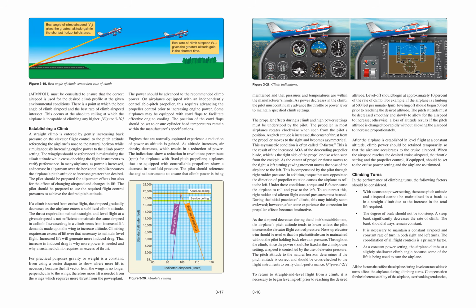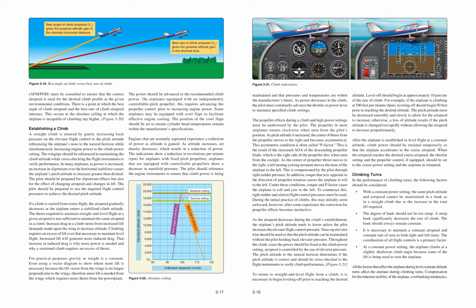Climbing turns. In the performance of climbing turns, the following factors should be considered. With a constant power setting, the same pitch attitude and airspeed cannot be maintained in a bank as in a straight climb due to the increase in the total lift required. The degree of bank should not be too steep. A steep bank significantly decreases the rate of climb. The bank should always remain constant. It is necessary to maintain a constant airspeed and constant rate of turn in both right and left turns. The coordination of all flight controls is a primary factor.